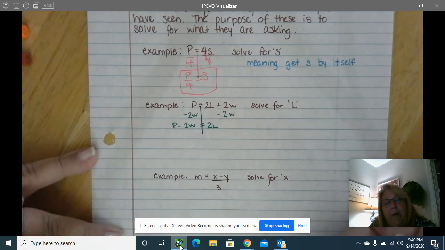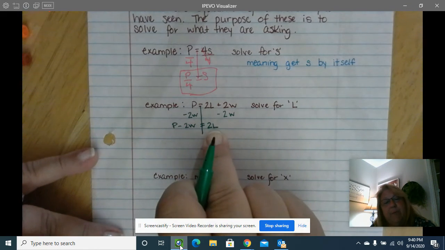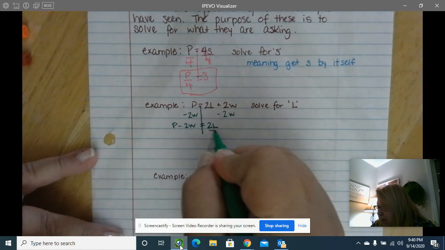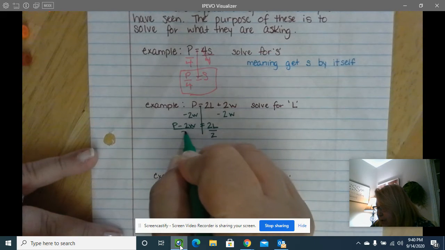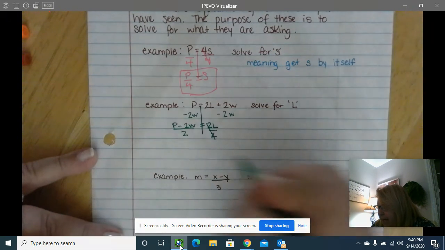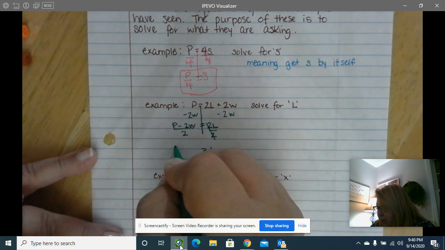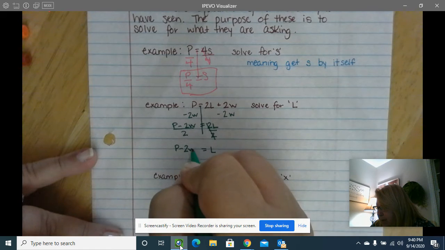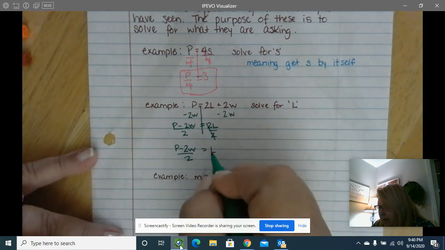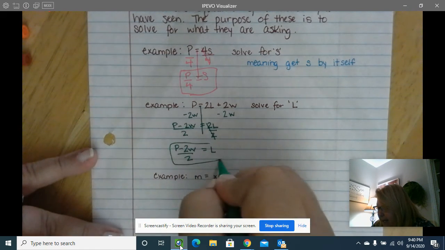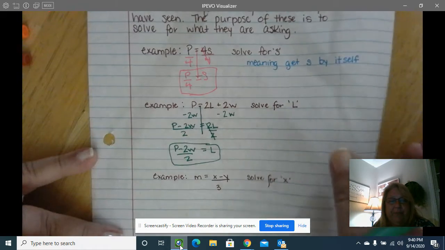Now, how else am I going to get the L by itself? Again, because this is multiplying, I need to divide. So I'm going to divide both sides by 2, and that will get rid of that. So now L is equal to P minus 2W over 2. And that will be our final answer.